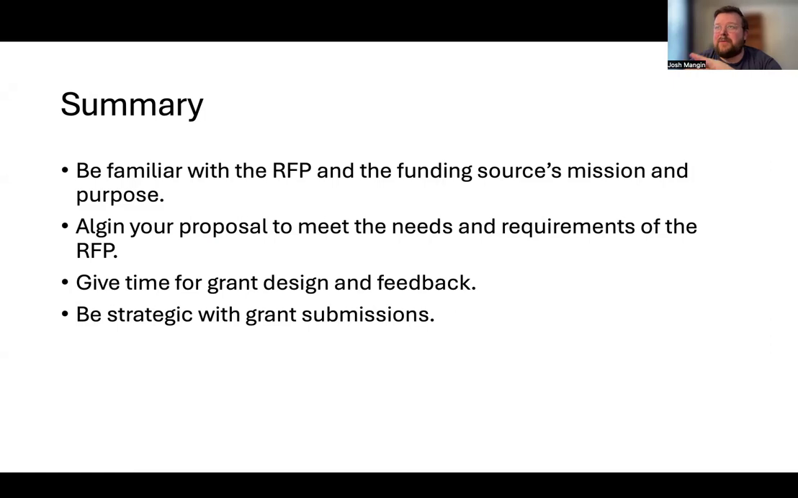There are also times, I will admit, that you may not become aware of a grant, or you may be told to go for a grant with a very short window. That happens. That's a part of the research life. When you're not in those constraints, though, give yourself time for the grant design and feedback. And then also be strategic with your grant submissions. Are you going to level up or do you need to be persistent?